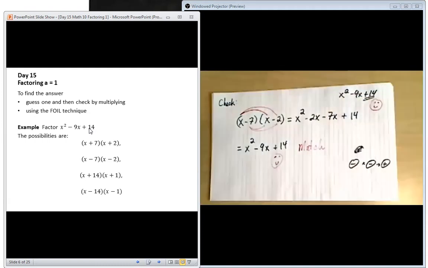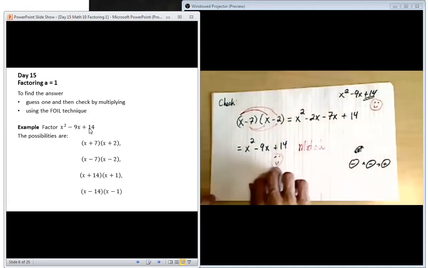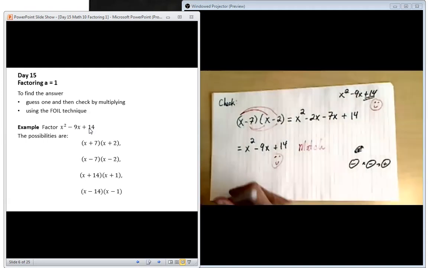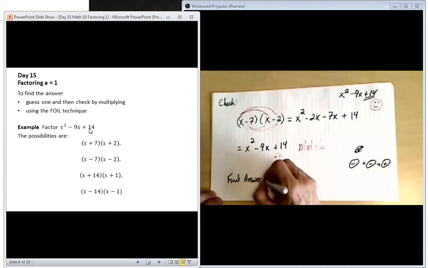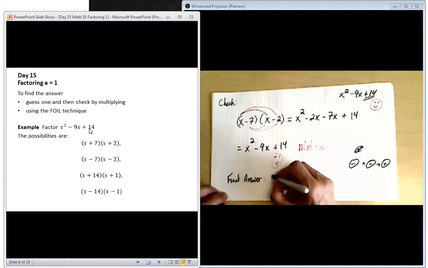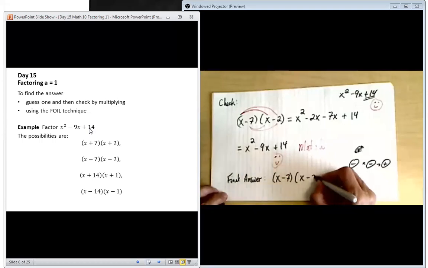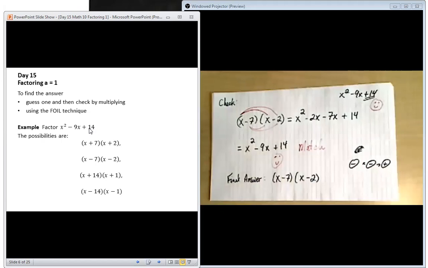Beauty. Just like that. Okay, so for our final answer then, we want the factored version, that will be x minus 7, x minus 2. Okay. And so what are we doing now? Just to go back, remember? Not that stuff, but what are we going to have here in real life?